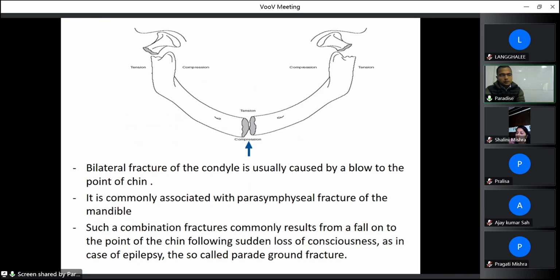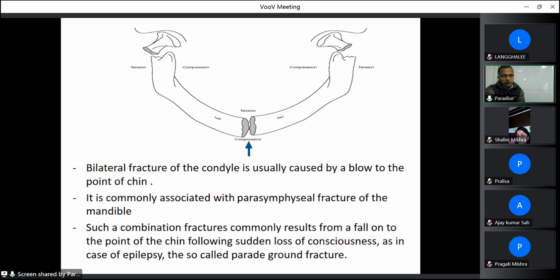Bilateral fracture of the condyle is usually caused by a blow to the point of the chin. It is commonly associated with parasymphyseal fracture of the mandible. Such a combination of fractures commonly results from a fall onto the point of the chin following sudden loss of consciousness, as in case of epilepsy, the so-called guardsman's fracture.